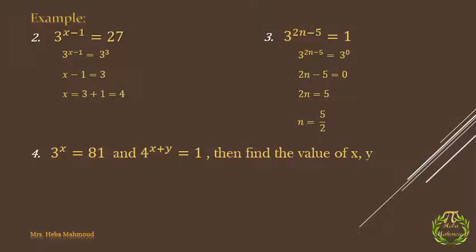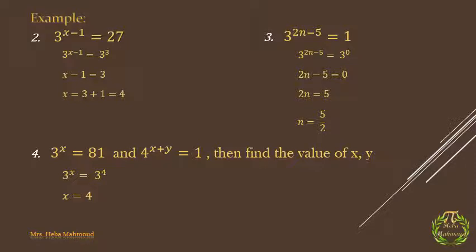Example number 4, 3 power x equal 81 and 4 power x plus y equal 1. Then find the value of x and y. First, we will search on 3 power what will be 81, so it will be 3 power 4. So 3 power x equals 3 power 4. Now since the base equal base, which is 3 here and also 3 here on the second side, the power equal power, so x equal 4.